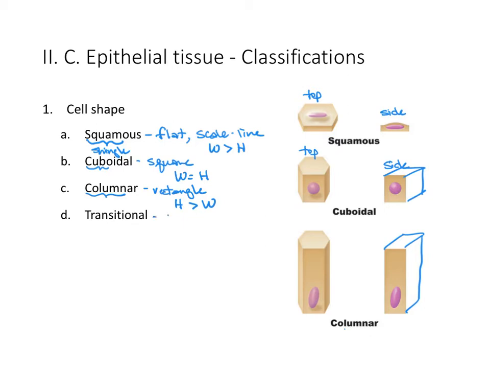Transitional cells are going to change their shape. So they are not always the same. And so sometimes we'll find them looking kind of like a rounded edged square, sort of like this. And then they can go back and forth between that and being sort of flat. So depending on what they're doing, they will change shape. We'll talk more about that.